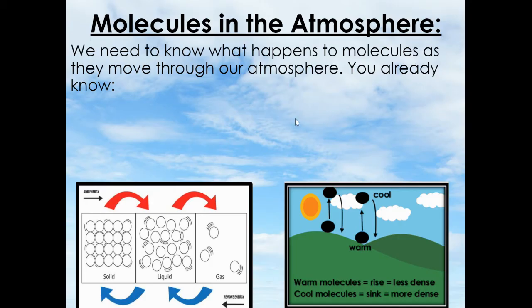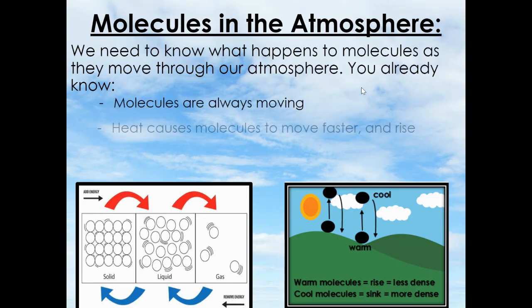We're going to look back at what we already know about molecules in the atmosphere. We need to know what happens to these molecules as they move through the atmosphere, and we already know that molecules are always moving. We know that heat causes the molecules to move faster, and it also causes molecules to rise.